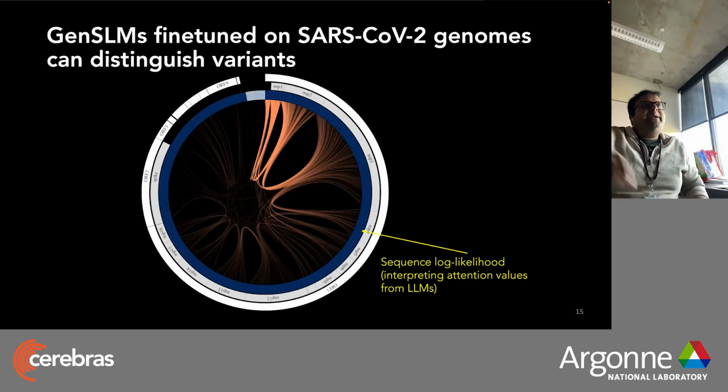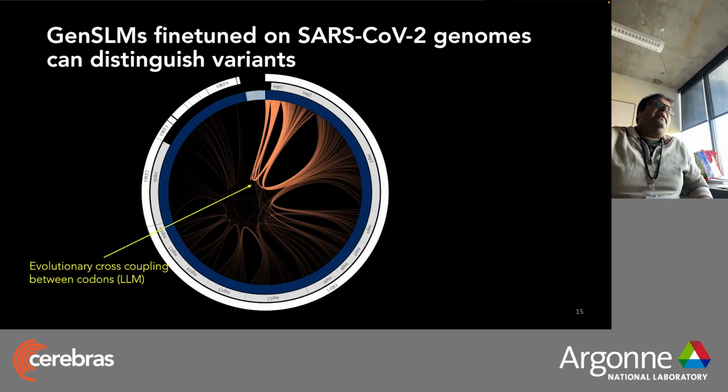In the internal ring, we paint it with the sequence log likelihood that interprets the attention values from the large language models. And then you also have the evolutionary coupling that comes from the attention parameters, which tell you how one region of the genome is coupled evolutionarily to another. In this case, this happens to be the iota sequence, where you can see that the log likelihood is quite small all over the place. That's because you probably saw very few sequences of this type in the data, and naturally that's a region with low sequence log likelihood.